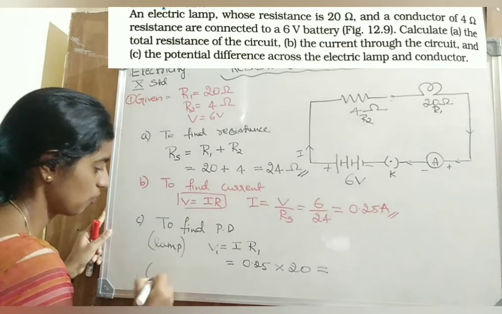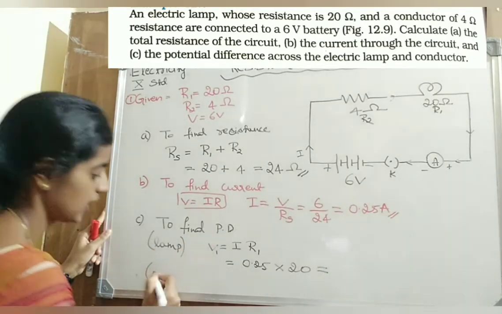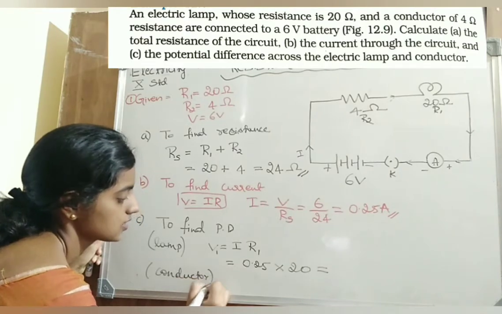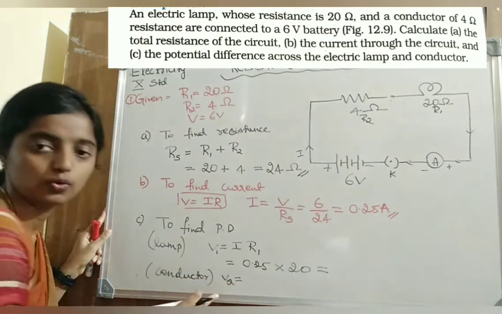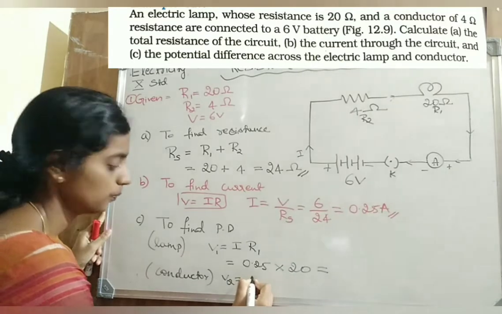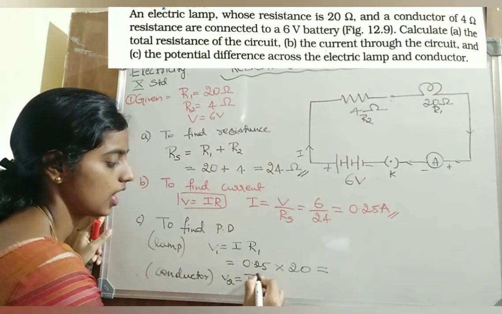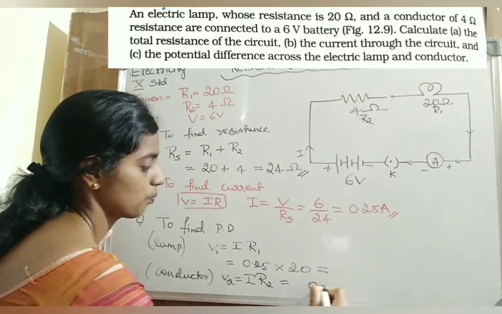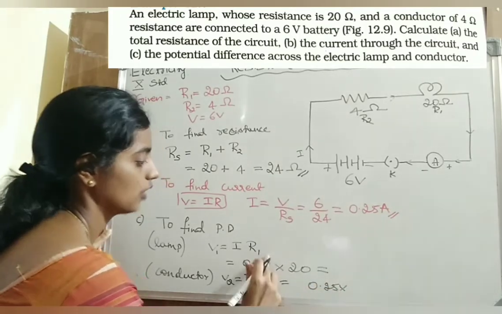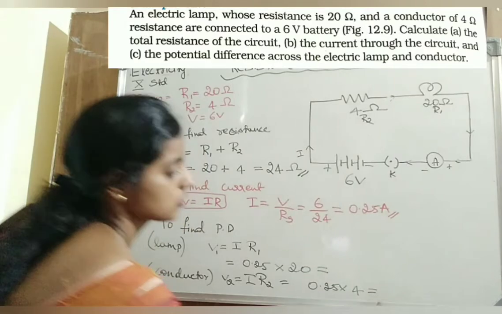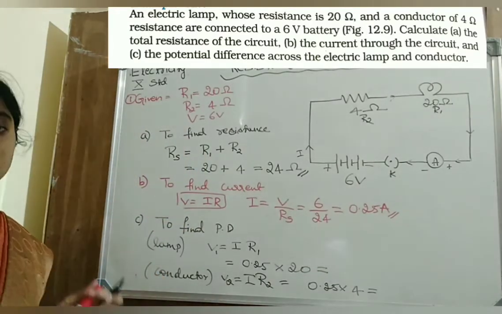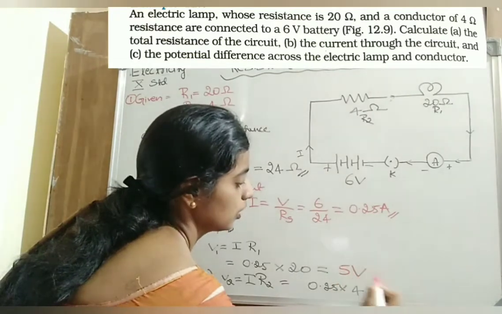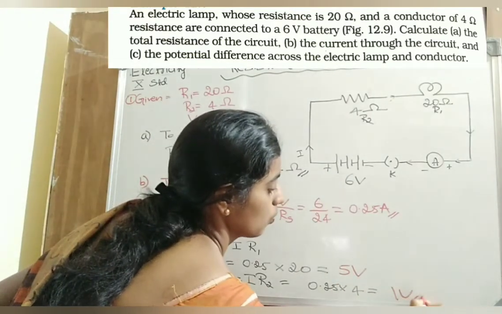The same thing for what? Potential difference of conductor, same formula. Let us write it as V2 is equal to I R2. What happens? I is same, that is 0.25, and R2 is what? 4. Calculate and see what is the answer. For the first one we will get 5 volt, and the second one 1 volt.